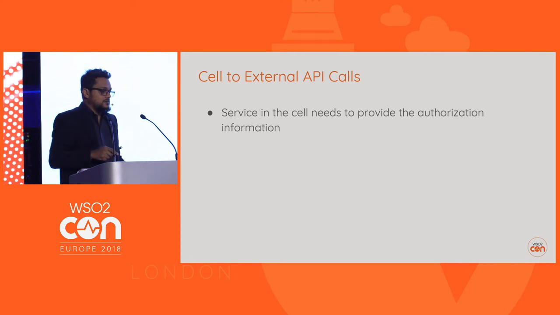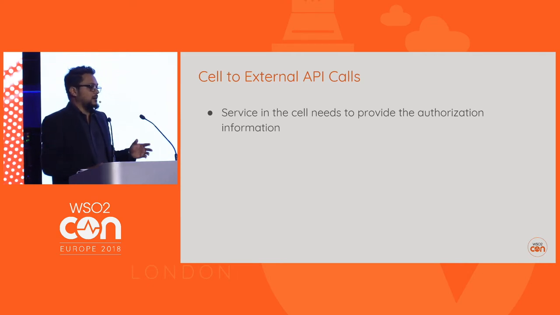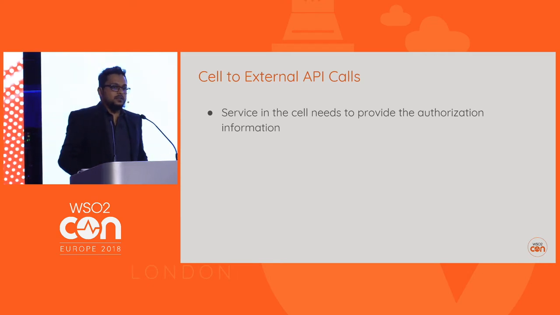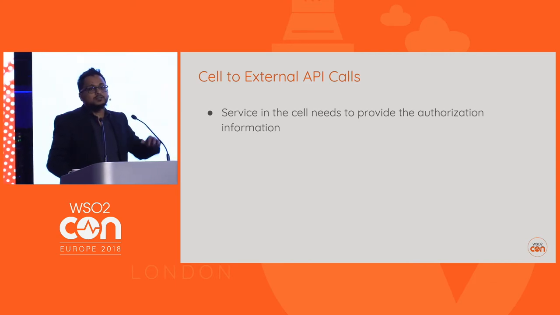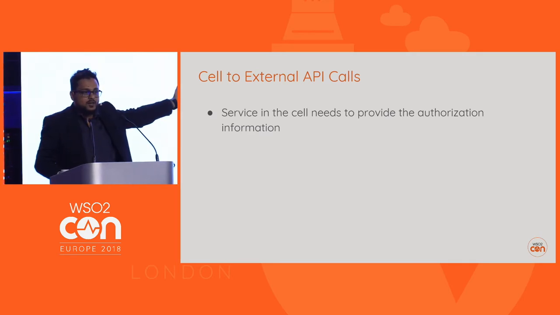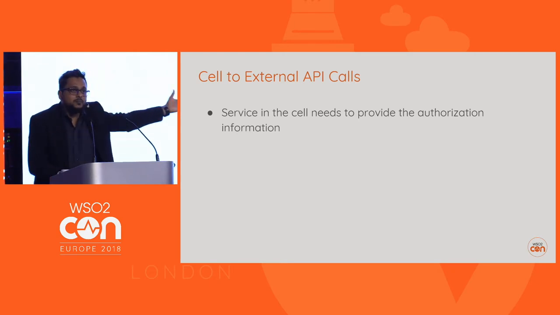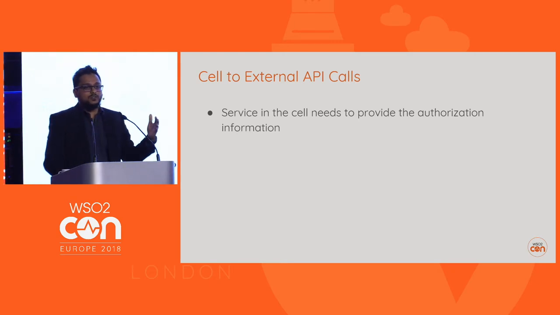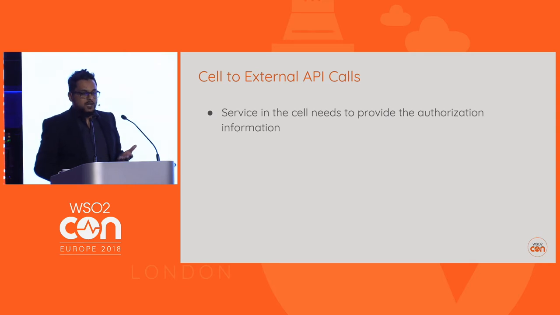Just for completeness' sake, I have included the next case as well. What if your service wants to make a call to some external API, right? This is very obvious. Let's say you want to talk to the Salesforce API and so on. You need to provide the proper credentials at that point. Then it's actually out of the scope of the cell runtime. It has to be implemented by the developer who is making the actual call.